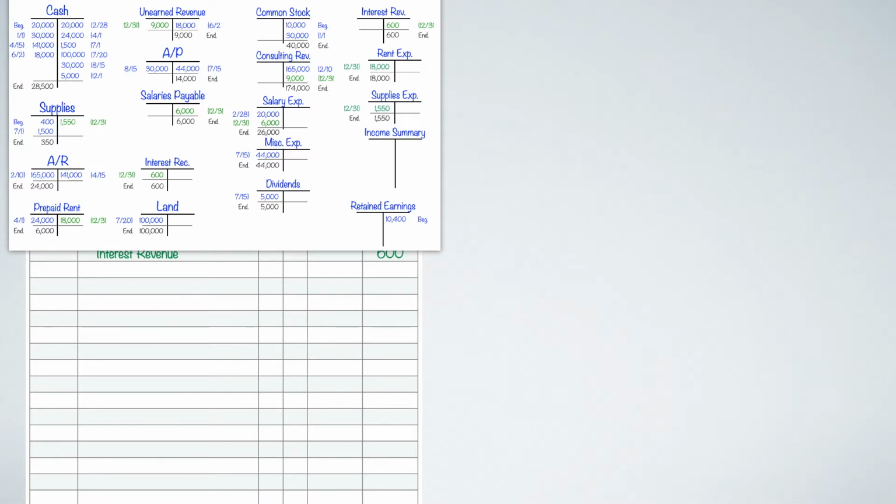So let's start with the revenues. Revenues, we have consulting revenue, and we have a credit balance of $174,000. So to get rid of that balance, remember we want to make it 0. To get rid of that balance, we need to debit the account for the same amount. So I'm just going to go ahead and add 174,000 to the debit side. That cancels those numbers out. So our consulting revenue is 0.